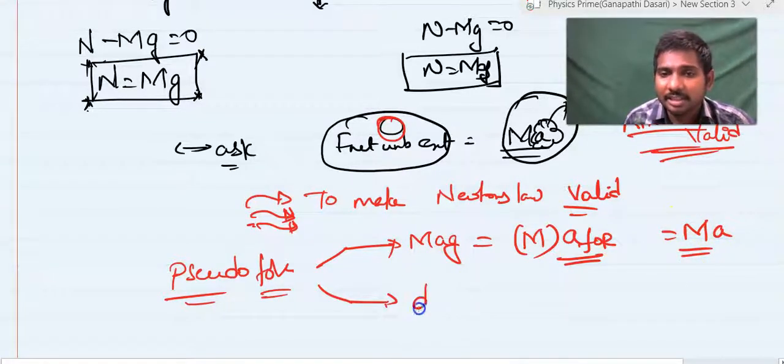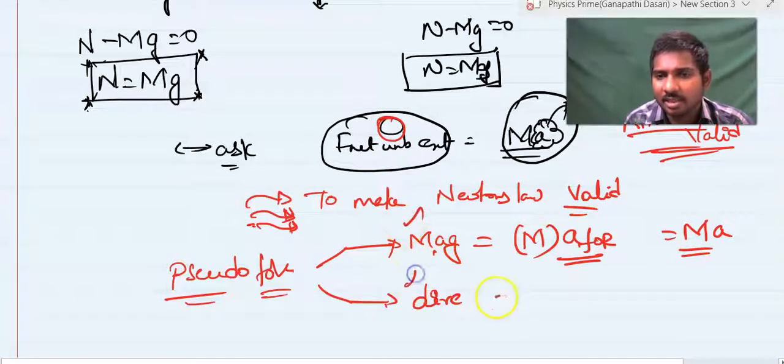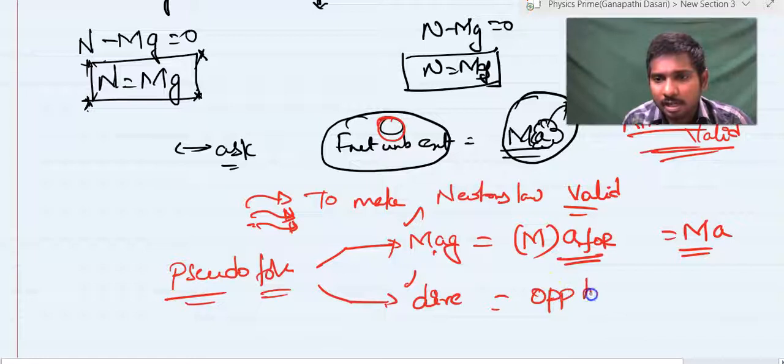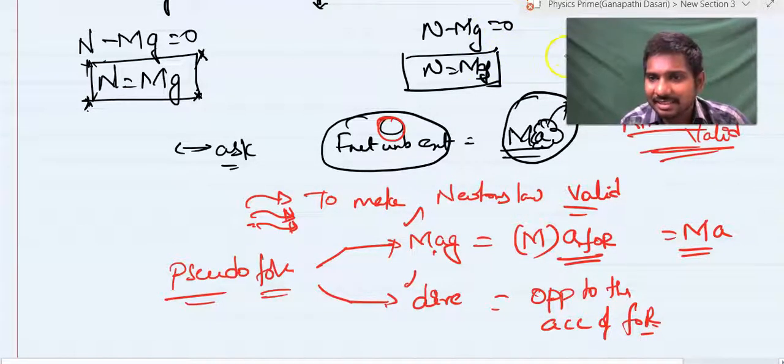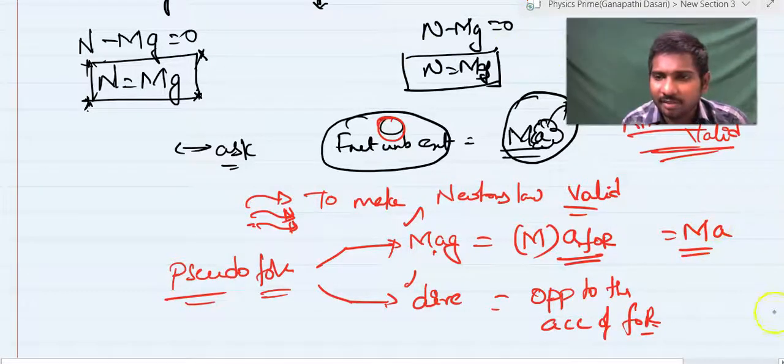So what is the direction of it? That one is the magnitude, another is the direction. The direction of it is opposite to the acceleration of the frame of reference. The car is accelerating in the right side direction, so there will be a pseudo force in the left side direction of the given question.